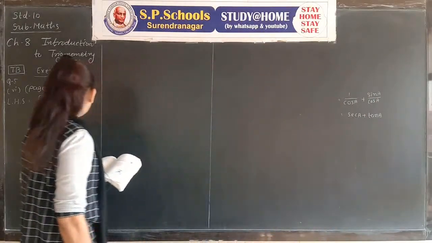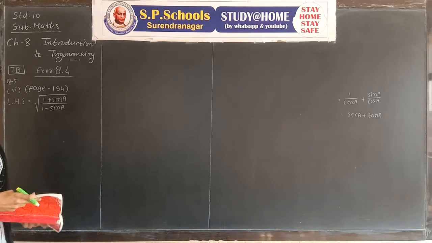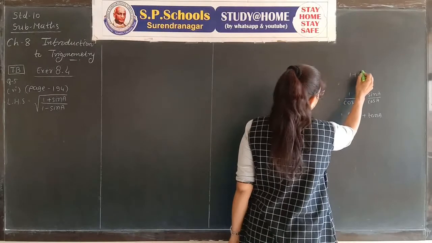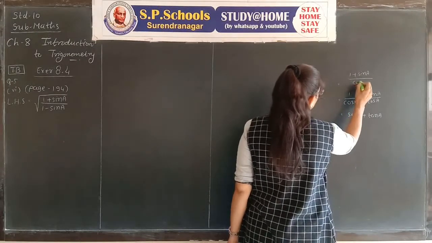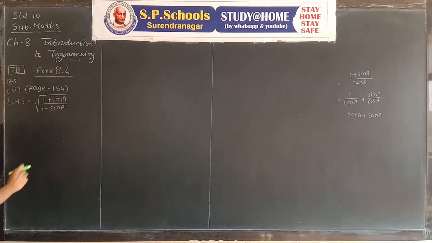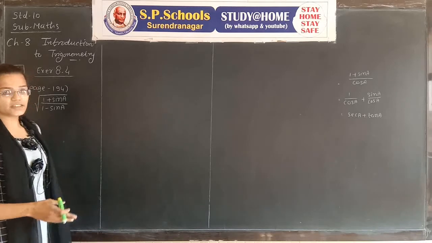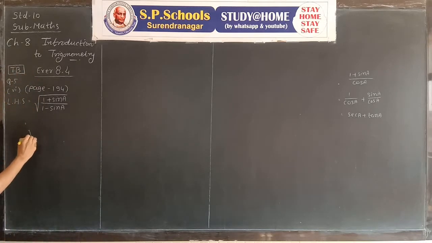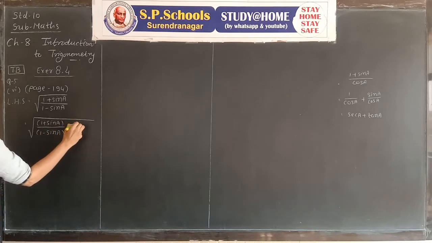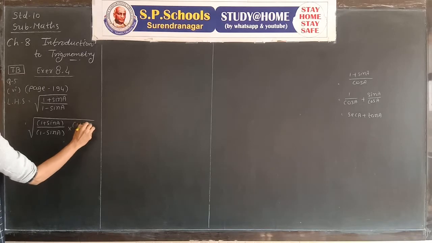1 upon cos A is sec A, and sin A upon cos A is tan A. So here the terms are in the form of only sin A, and we have to take cos A again. Its numerator is 1 plus sin A upon cos A. Again, we don't require a square root, so inside the square root, 1 plus sin A upon 1 minus sin A, multiply and divide with 1 plus sin A.